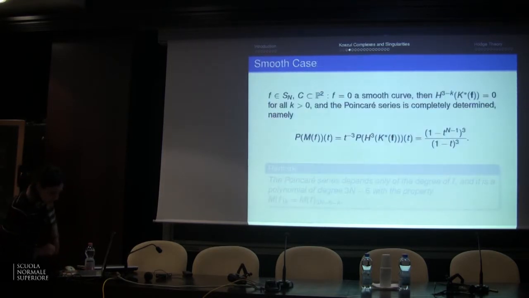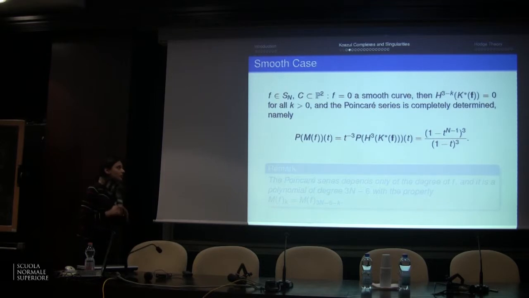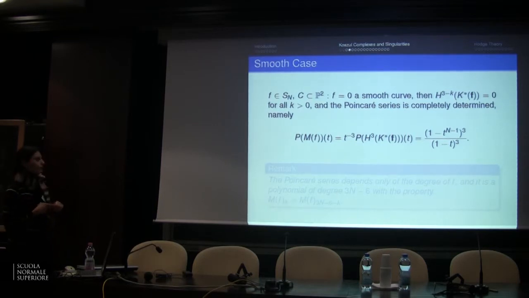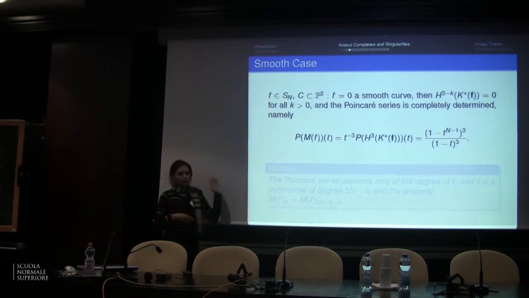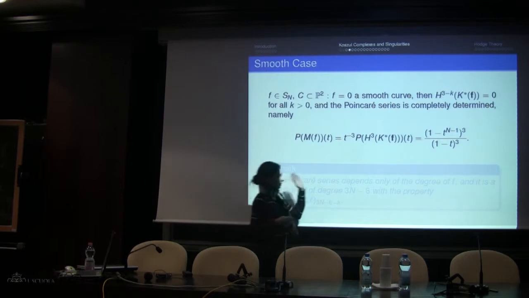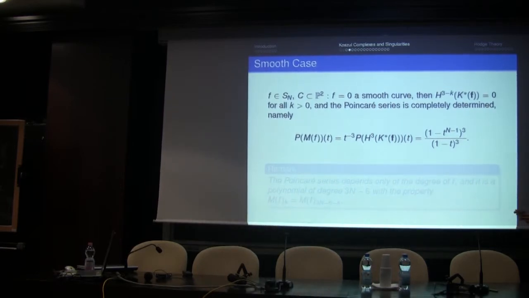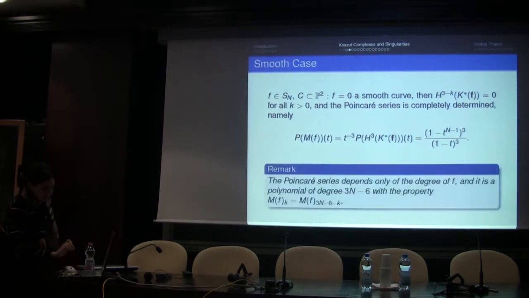So we start with the smooth case. We consider a homogeneous polynomial f of degree n, and the curve C defined by f equals 0, where C is a smooth curve. Then we said that we have only H3 non-zero, and in this case the Poincaré series is completely determined, and it's given by this polynomial. This is a polynomial of degree 3n minus 6, and the Poincaré series depends only on the degree of the polynomial. So if we have two smooth curves of the same degree, they will have the same Poincaré series.